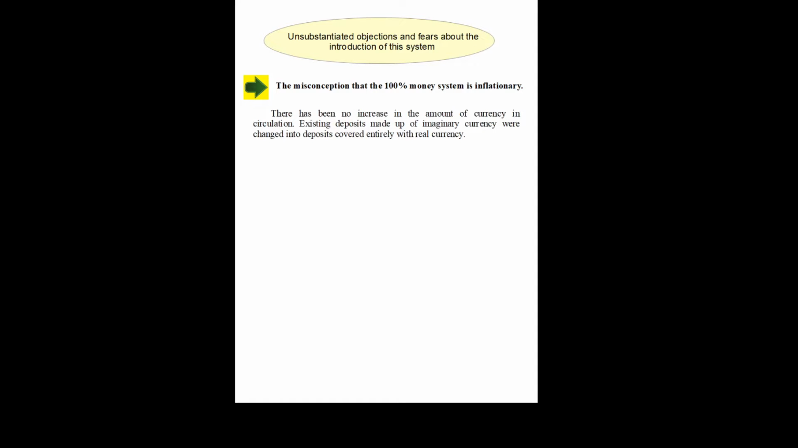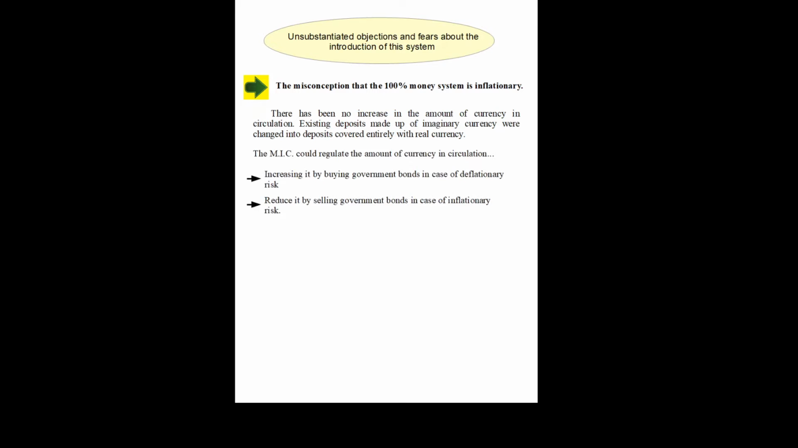The money-issuing bank could regulate the amount of currency in circulation by buying government bonds in the event of deflationary risks. It could reduce it by selling government bonds in case of inflationary risks. Its role would be to maintain prices and the value of the currency.